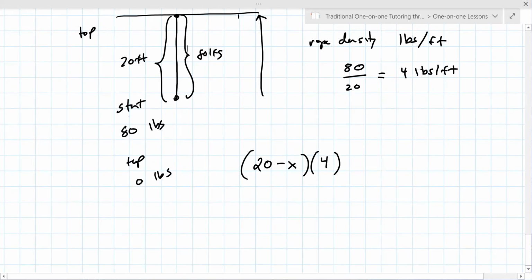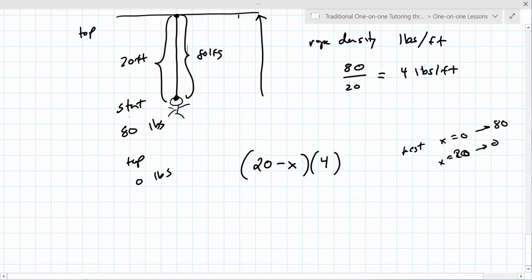But this time there's nothing attached to it. It's not like someone hanging out at the bottom. It's just the rope, okay? And what you do is you test it: put in x equals 0 and see if it gives you 80, and plug in x equals 20 and see if it gives you 0. And this one does. Is that okay?